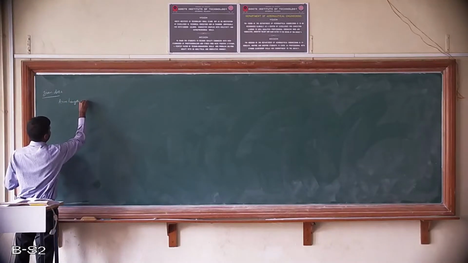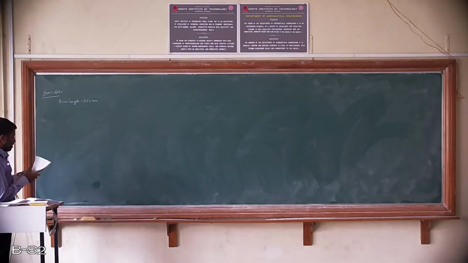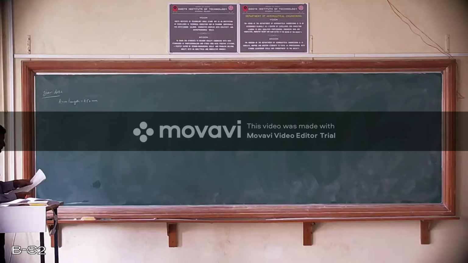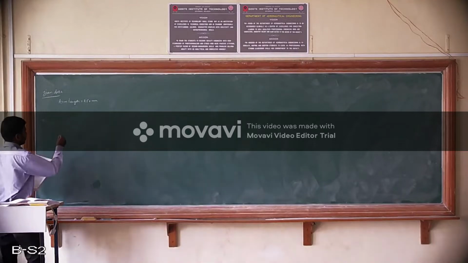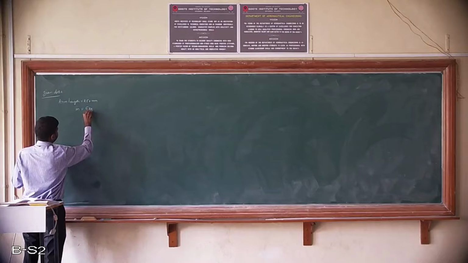Arm length is given, that is 250 mm, pivoted to the axis at a distance of 40 mm and 50 mm respectively from the axis of rotation. Each ball has a mass of 5 kg. So it is a small m, that is 5 kg.